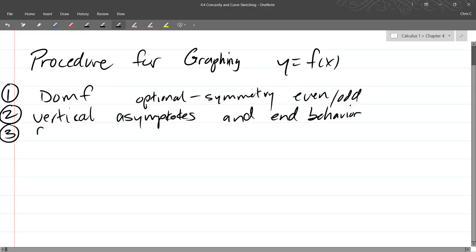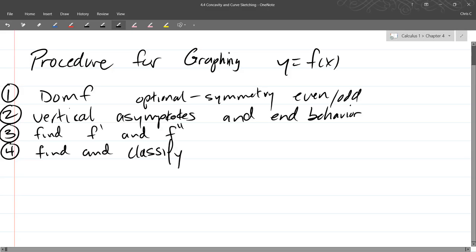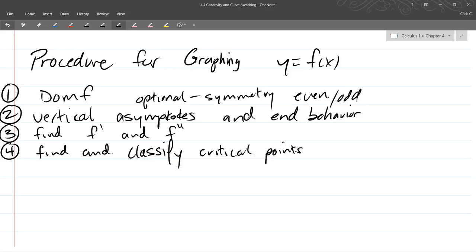3, find the derivatives. Find and classify critical points, which we just did in the previous example. So we've done everything through 4. I will go through these steps again on the examples we do, but these are the 4 steps that you should know how to do by this point.